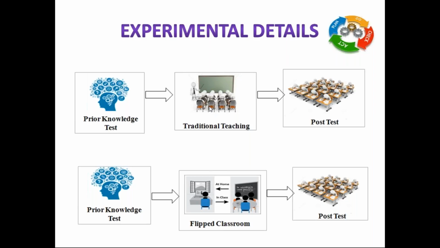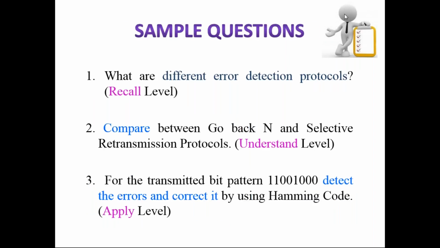And then a post test is conducted for the control group as well as for the experimental group. The same questions are given for both the groups. So, my experiment detail is: a prior knowledge test is conducted, based on that two groups are formed, one underwent the traditional teaching, the other underwent the flipped classroom, and then we conducted a post test. Now, what are the sample questions for the post test that I am showing here?